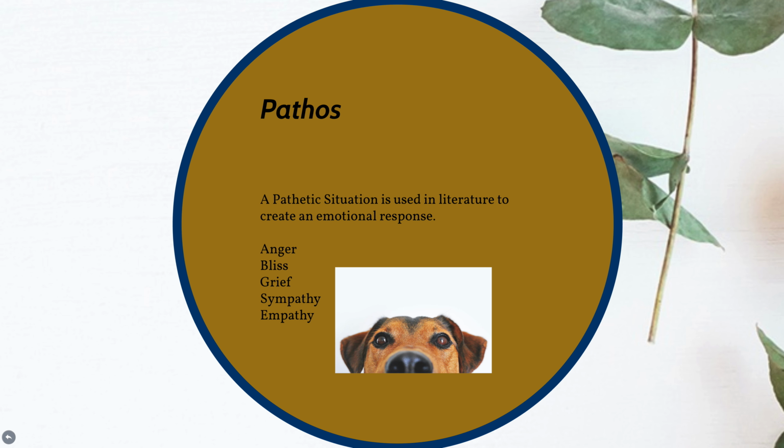What is a pathetic situation? A pathetic situation is used in literature to create an emotional response from the reader. And that emotional response may be anger, may be bliss, grief. You may be happy, you may have sympathy for a character, empathy. And if an invented person in the novel is allowing you to feel an emotion, that's a sure sign that the character is being developed effectively.